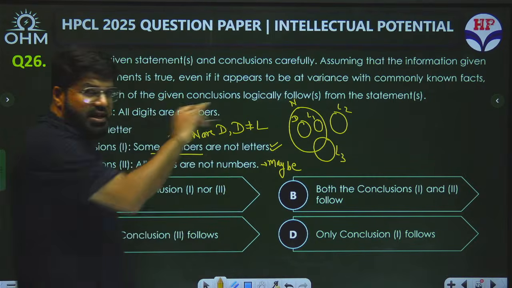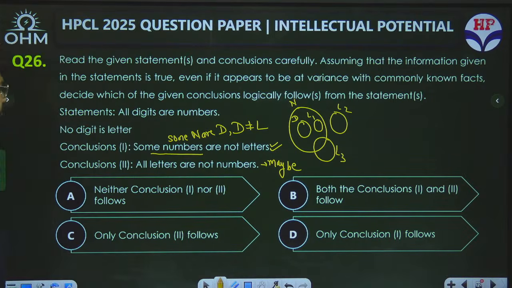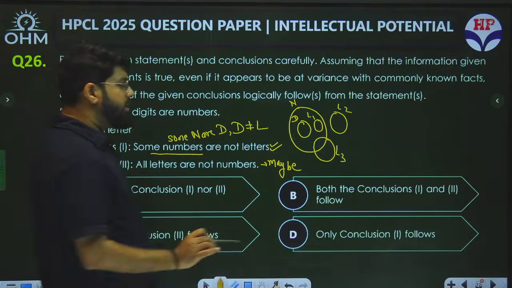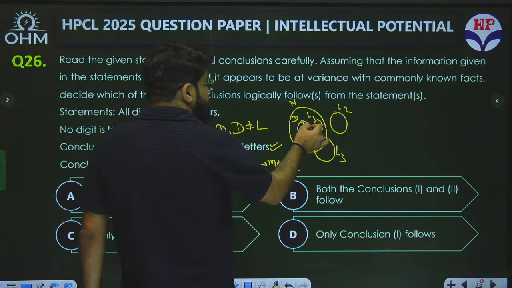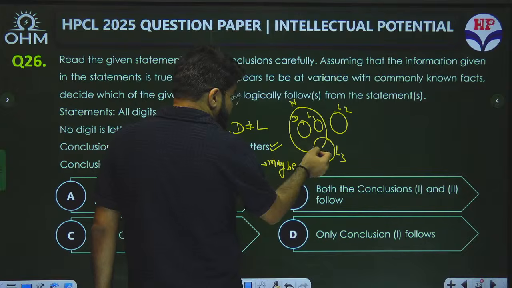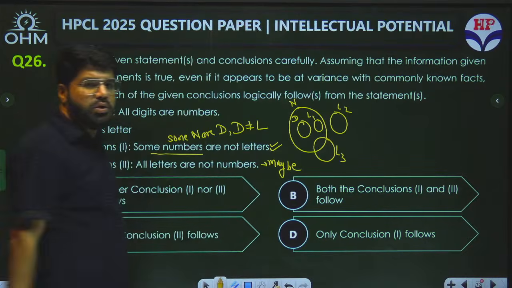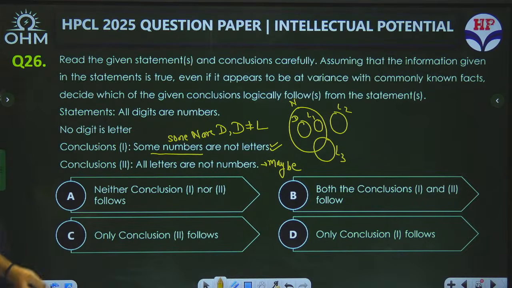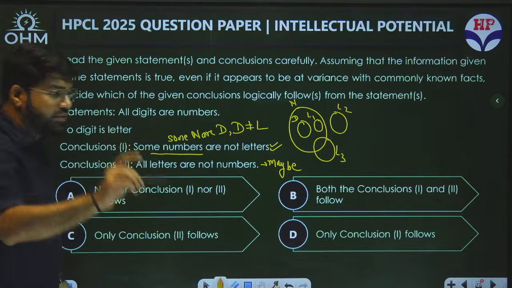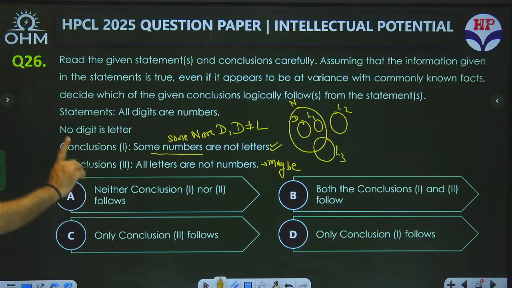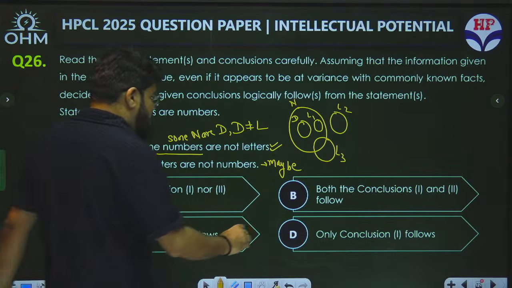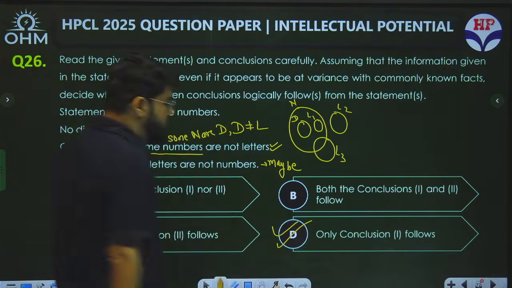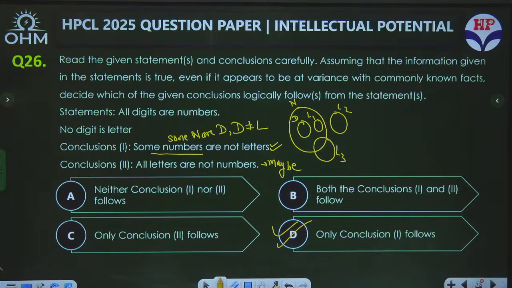Letter means there are three possibilities I've shown you. So all letters are not numbers, I cannot say. All letters may be numbers, some of the letters may be numbers, or maybe all letters are totally away from number. Anything can happen. There is no enough data to conclude. And maybe is never a conclusion. Which conclusion follows? Only conclusion number 1 follows. So option number D. Only conclusion number 1 will follow.